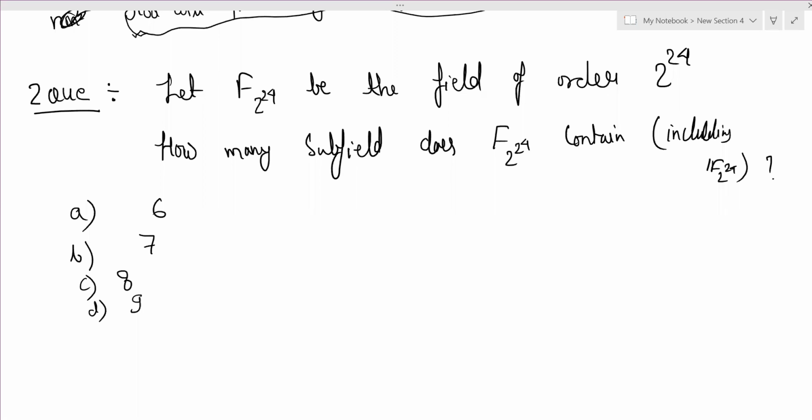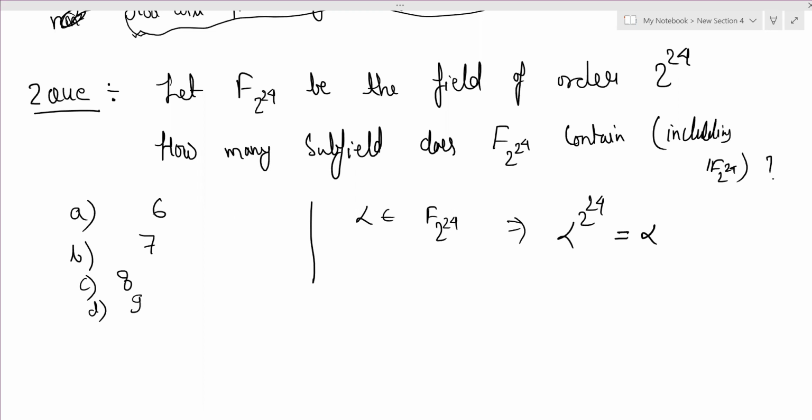If alpha belongs to F 2 to the power 24, this implies that alpha to the power 2 to the power 24 is equal to alpha, because this field is the collection of all such roots. The non-zero elements form a group, therefore alpha raised to the power of the order of the group, 2 to the power 24 minus 1, is 1. So you are getting this equation. Sir, it should be 4. Yeah, 2 to the power 24.